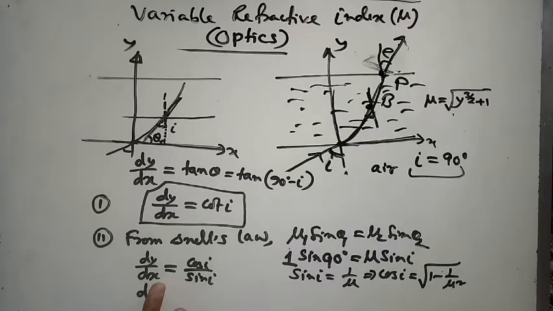Okay, dy upon dx equals, what is cos i there? Cos i is under root 1 minus 1 by mu square. What is sin i? 1 by mu.